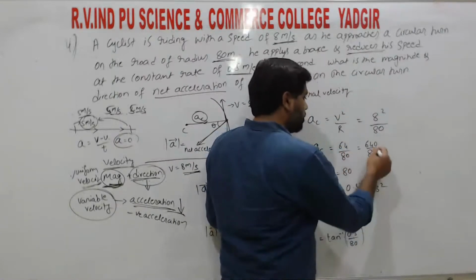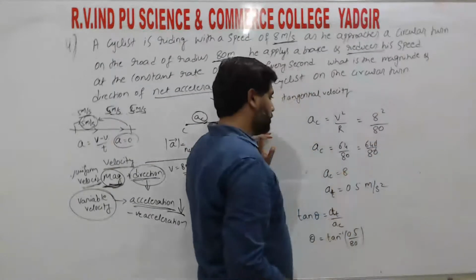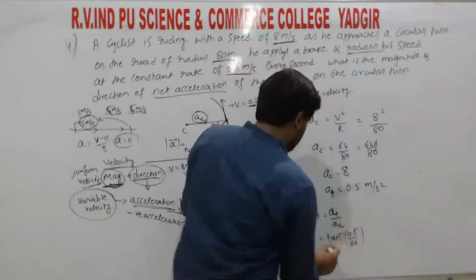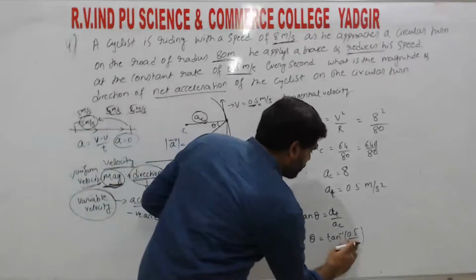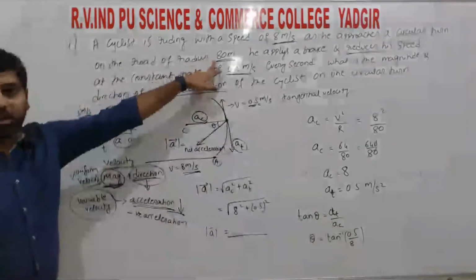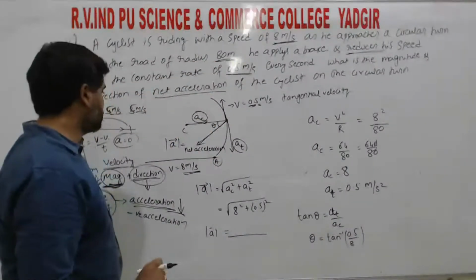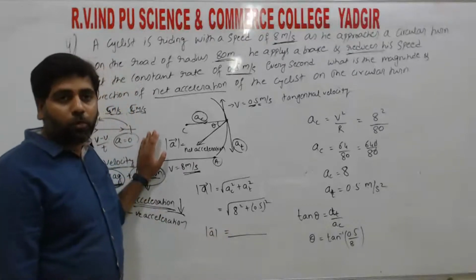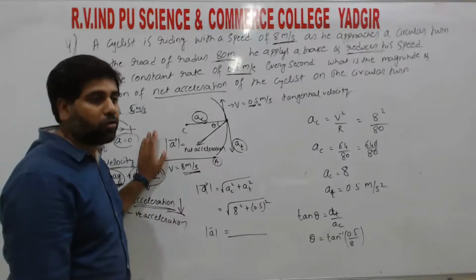Previous problem, let's go there. 8 square plus 0.5 square. So it is already in meters, right? 64 plus 0.25, that is under square root.